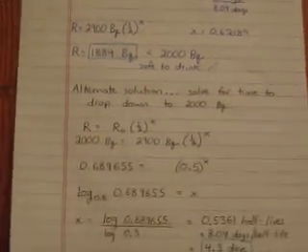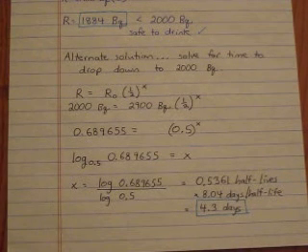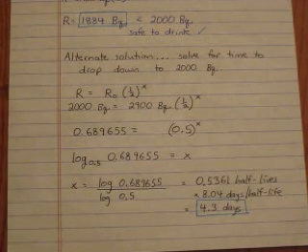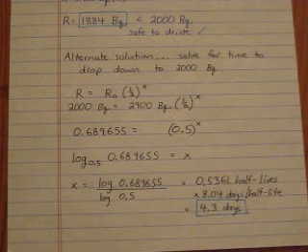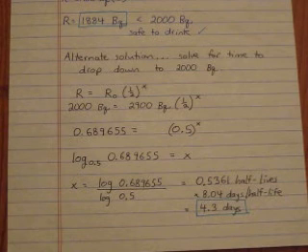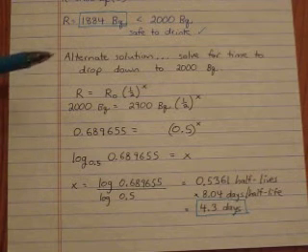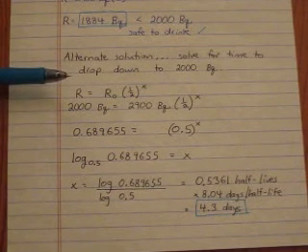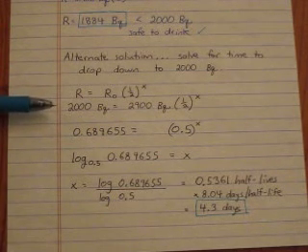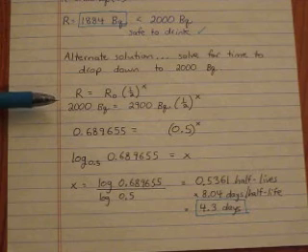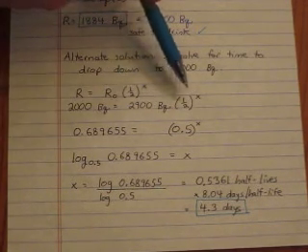Now here, switching to black ink, I've done an alternate solution. Another way to do this is to solve for the time that it would take to drop down to 2,000 becquerels. And if the milk is safe to drink, then what will show that is if it takes shorter than 5 days to do that. So we have R equals R0 times 1/2 to the X power. We're assuming the radioactivity is 2,000 becquerels, and now we're going to figure out how much time it takes to do that. So 2,000 equals 2,900 times 1/2 to the X power.